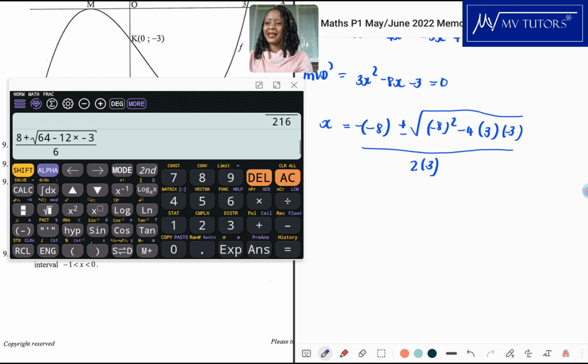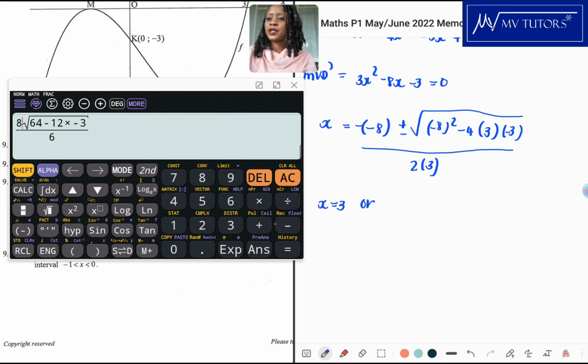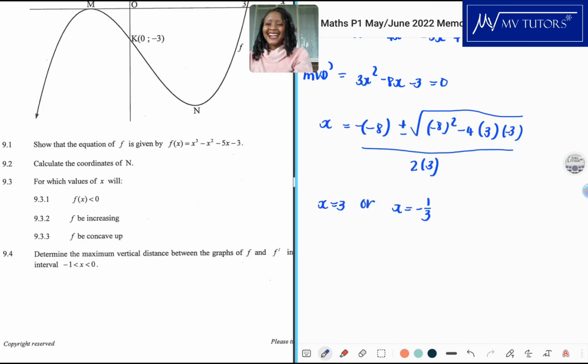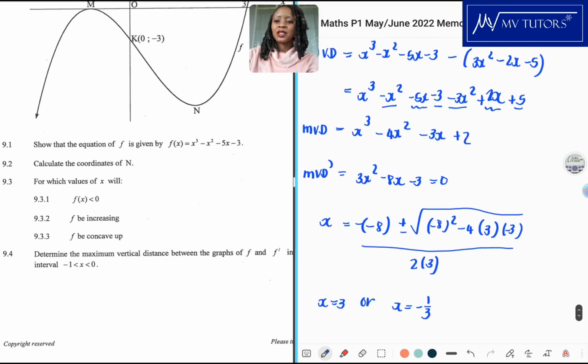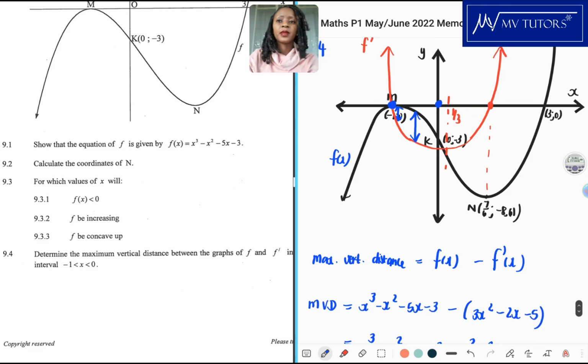I'm just multiplying out. Okay, so the first value is x is equal to 3, or the negative alternative, and that is negative 1 over 3. So x is equal to negative 1 over 3. Back to our sketch, which one would be applicable, 3 or negative a third? I believe it will be negative a third, because positive 3 is there.